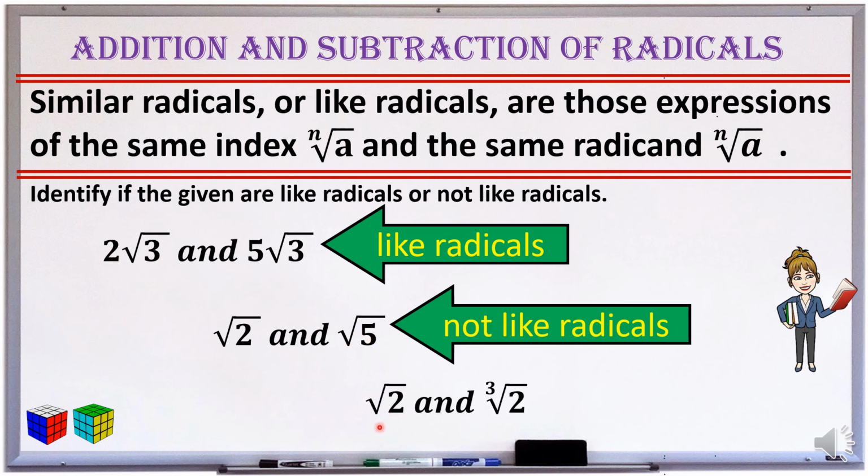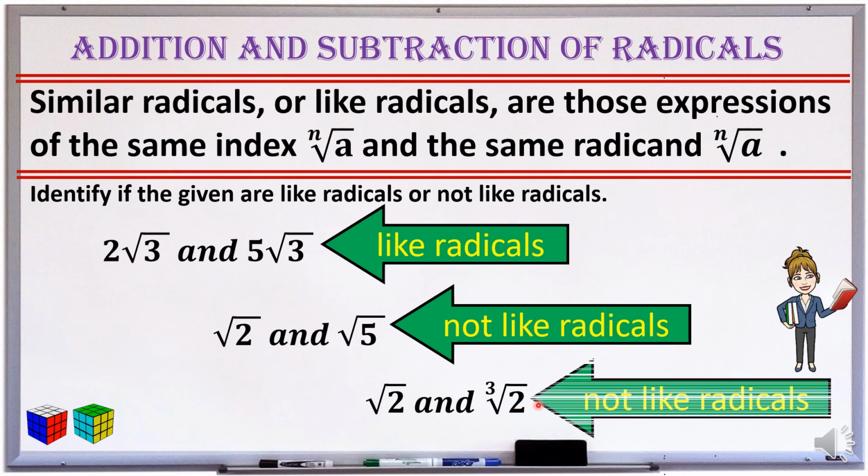And then, last one, we have square root of 2 and cube root of 2. If you notice, we have different indices though we have like radicands. So again, this is not like radicals. Okay po? That's how simple it is to identify if we have like radicals or similar radicals. Again, we just observe if we have the same indices and the same radicand to call them similar radicals, regardless of the terms outside the radical symbol. Okay?